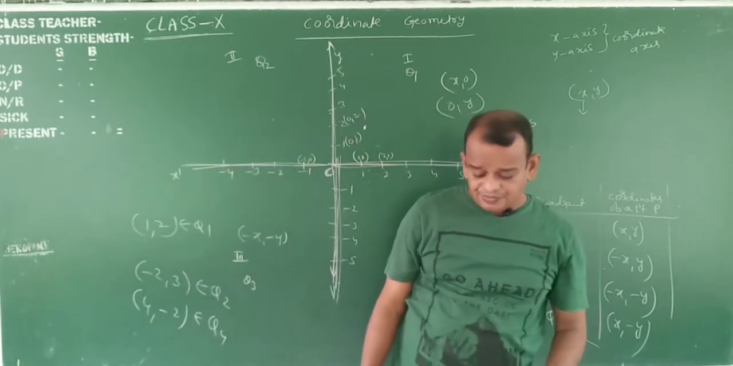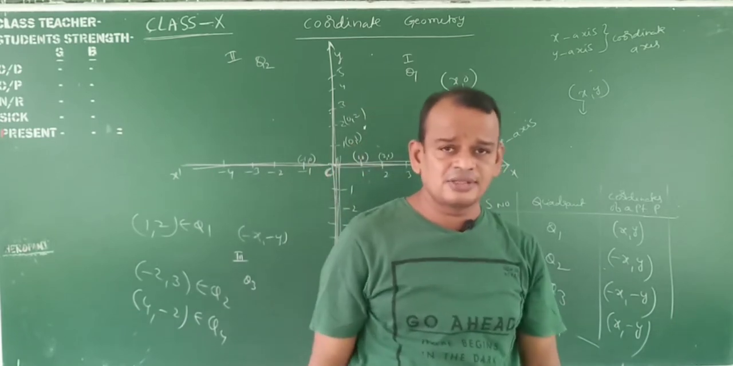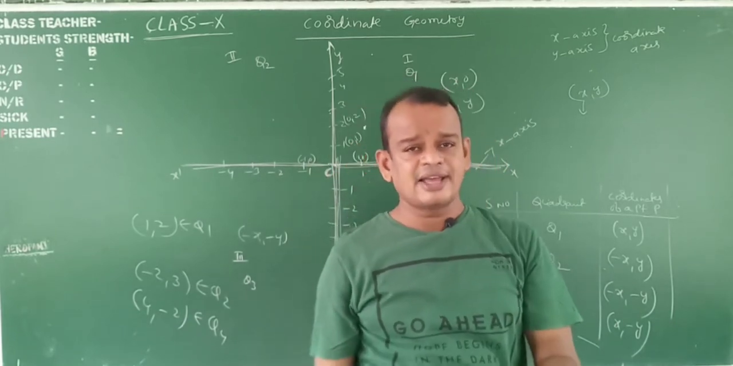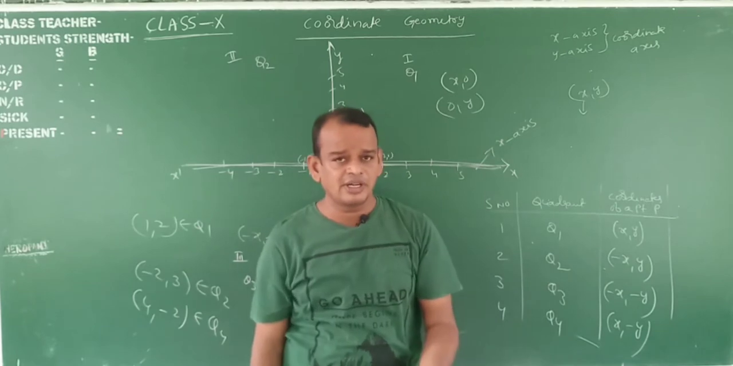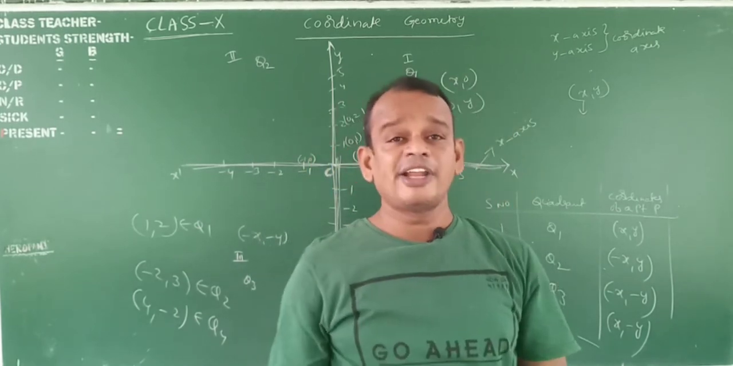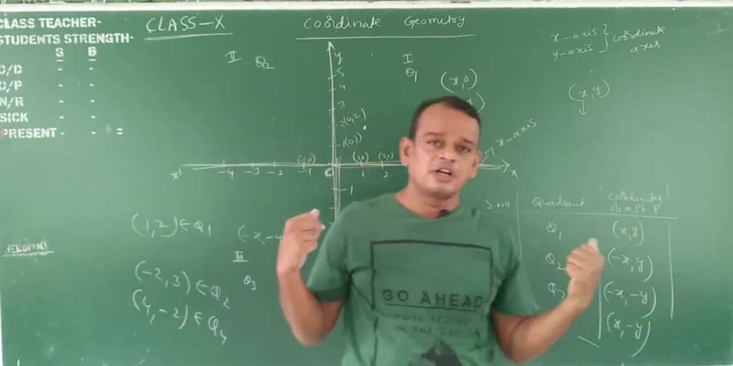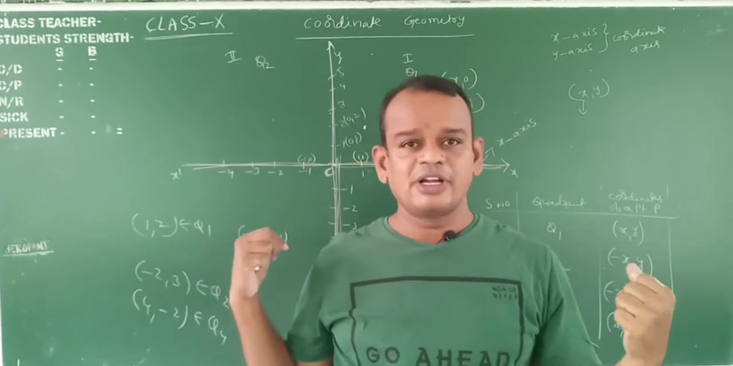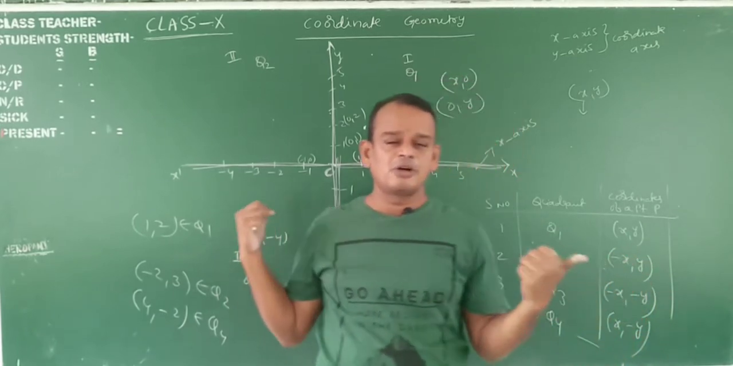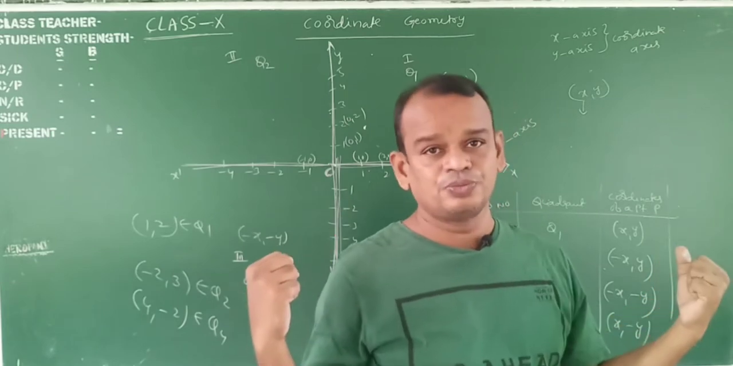In a plane, the horizontal line is called the x-axis, the vertical line is called the y-axis. Those are called coordinate axes. The point of intersection of the coordinate axes is called the origin. The coordinate axes divide the plane into 4 parts. Each part is called a quadrant. In the first quadrant, x positive, y positive. In the second quadrant, x negative, y positive. In the third quadrant, x and y negative. In the fourth quadrant, x positive, y negative.